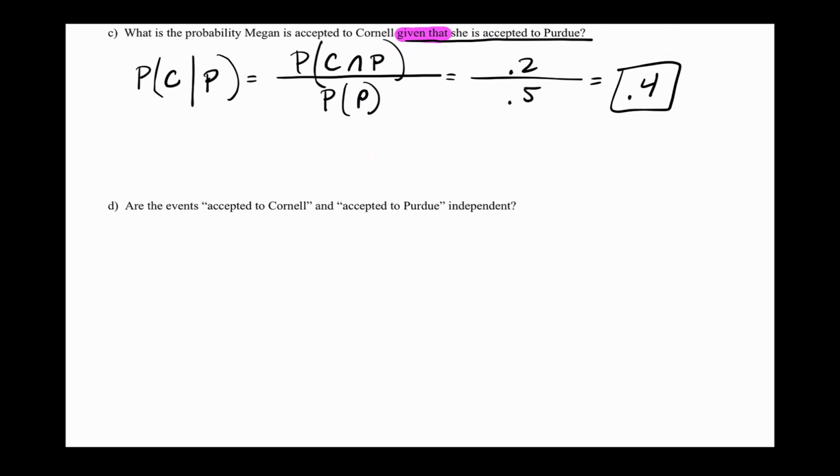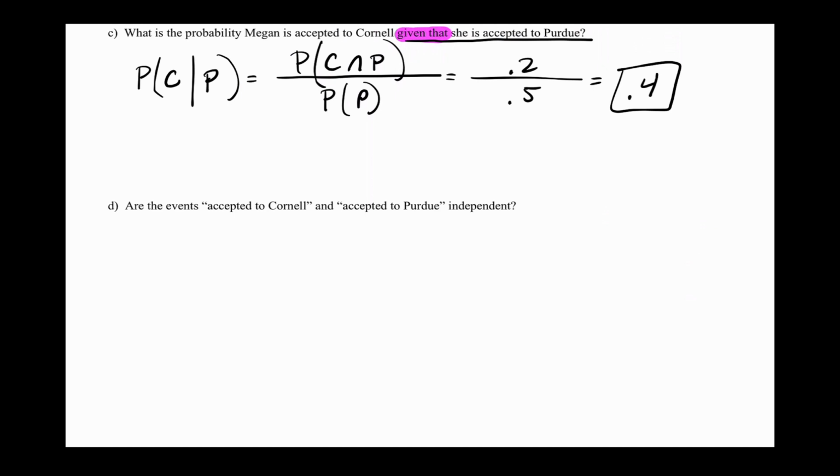Are the events accepted to Cornell and accepted to Purdue independent of each other? So what they're saying is, if she gets accepted to Purdue, does that change her probabilities of getting accepted to Cornell? I would think not, because they're different schools. They don't talk to each other, right? But how do you check it? Right here. That's how you check it.